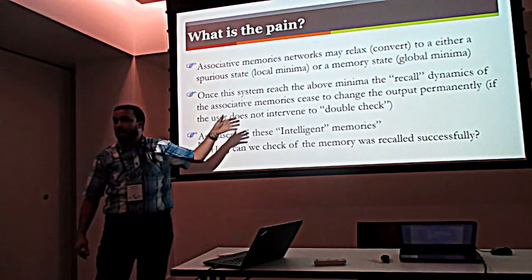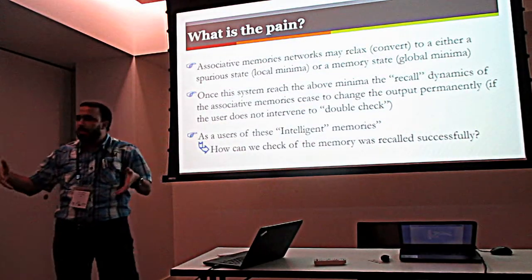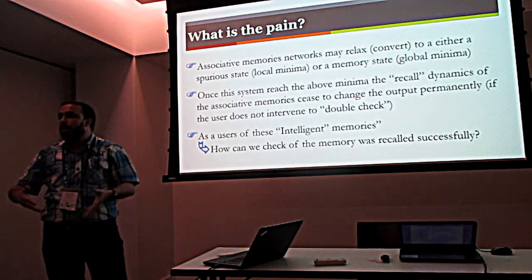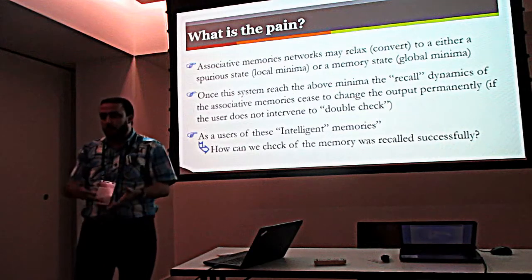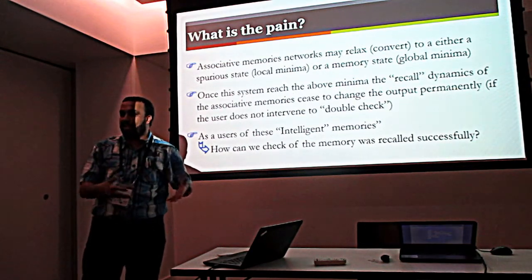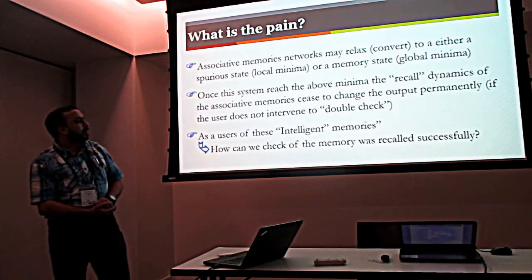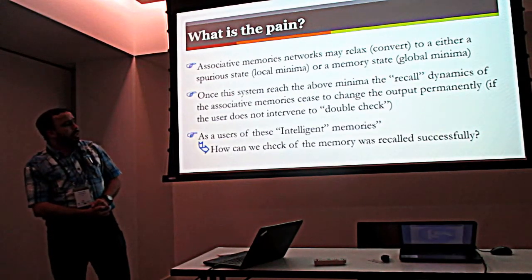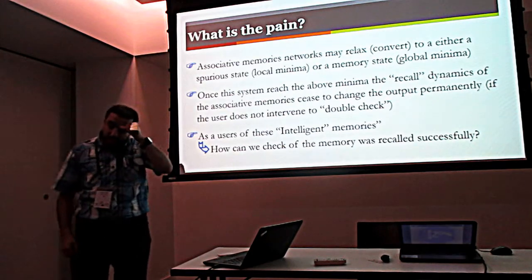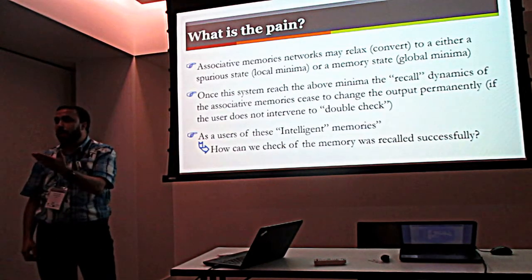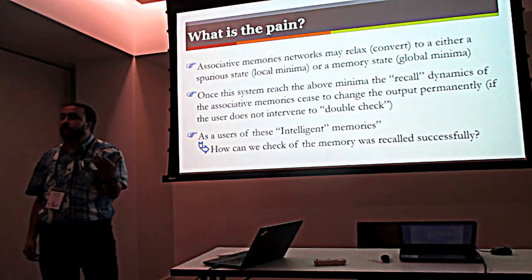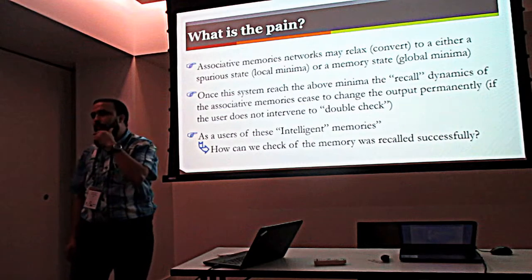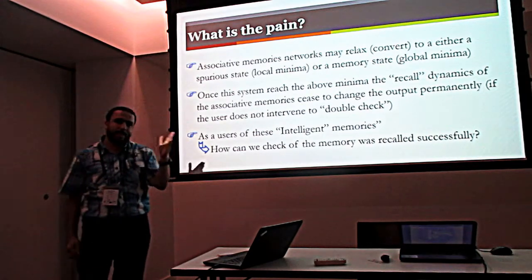What we are looking for is a global minima, a minima of the energy of the neural network that does not correspond to a spurious state. It corresponds to information that we have stored in the synapses. So the idea now is, once the neural network reaches a minima, how can we say this is a local minima or a global minima? That's exactly the pain. That's exactly the pain.